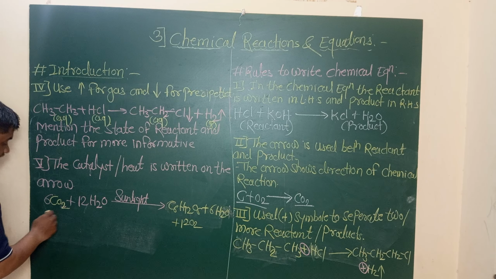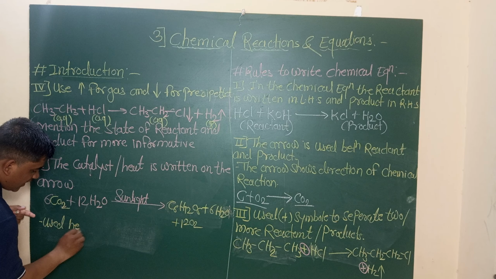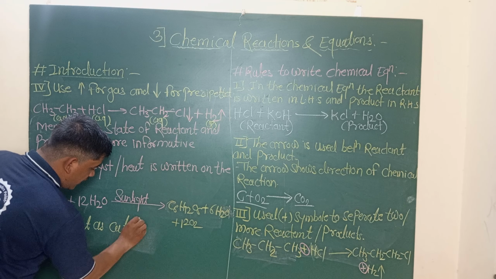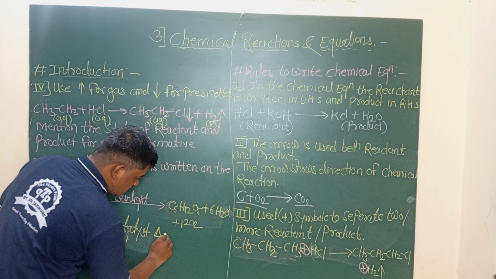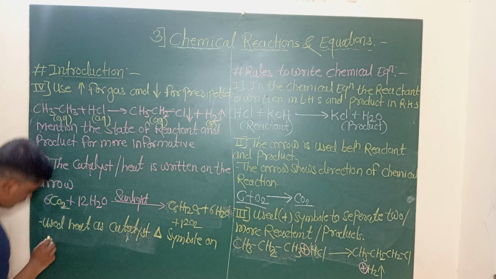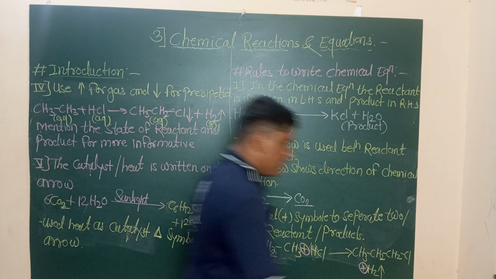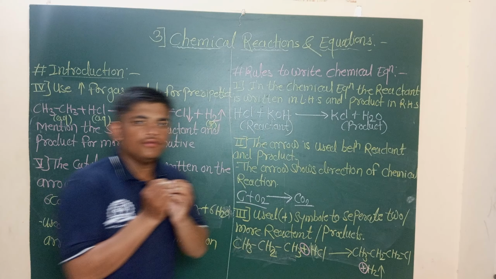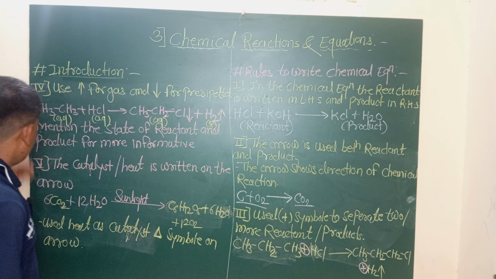Or if we use heat as a catalyst, mention the symbol on the arrow. These are some rules to make written chemical equations more informative. If you want to write chemical equations that are more informative, we must follow these 5 rules.